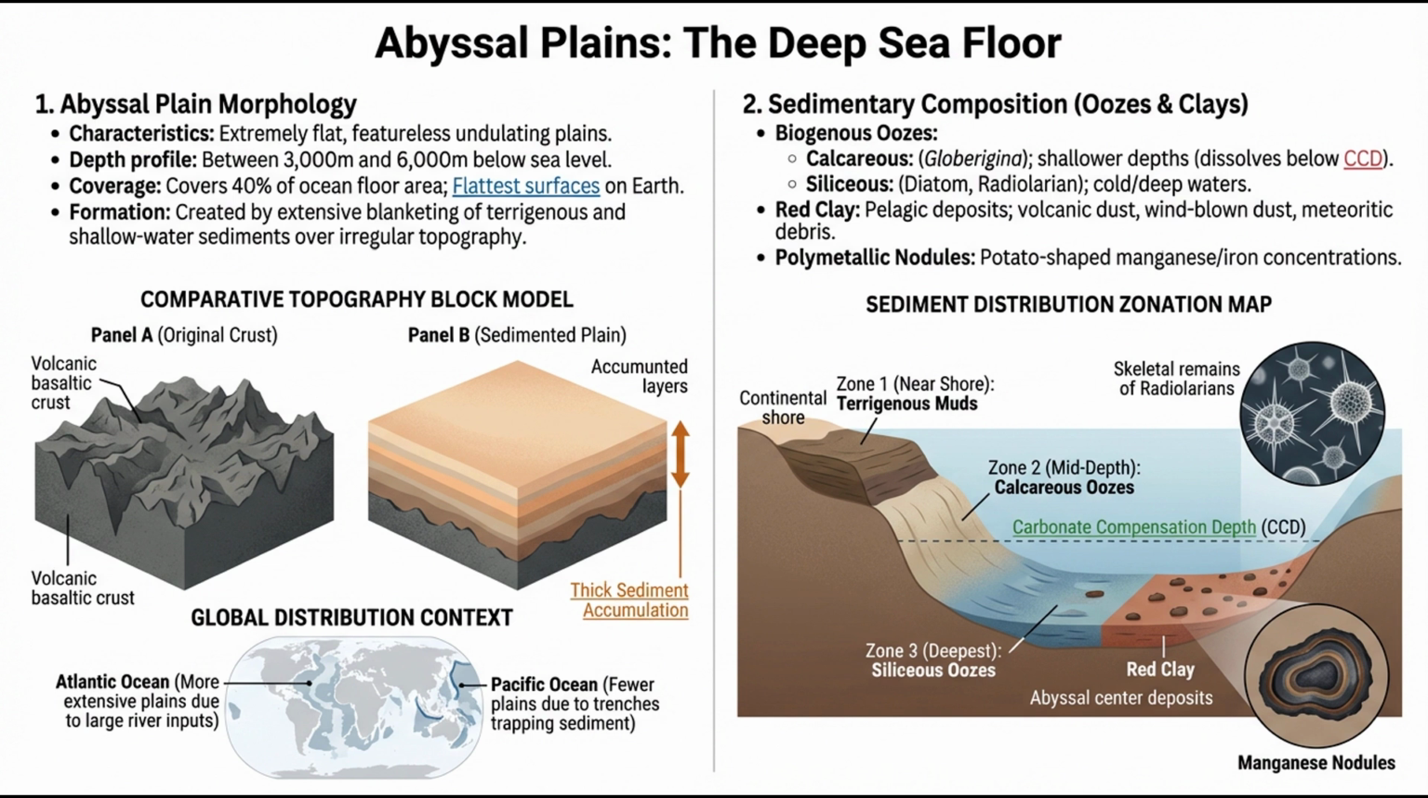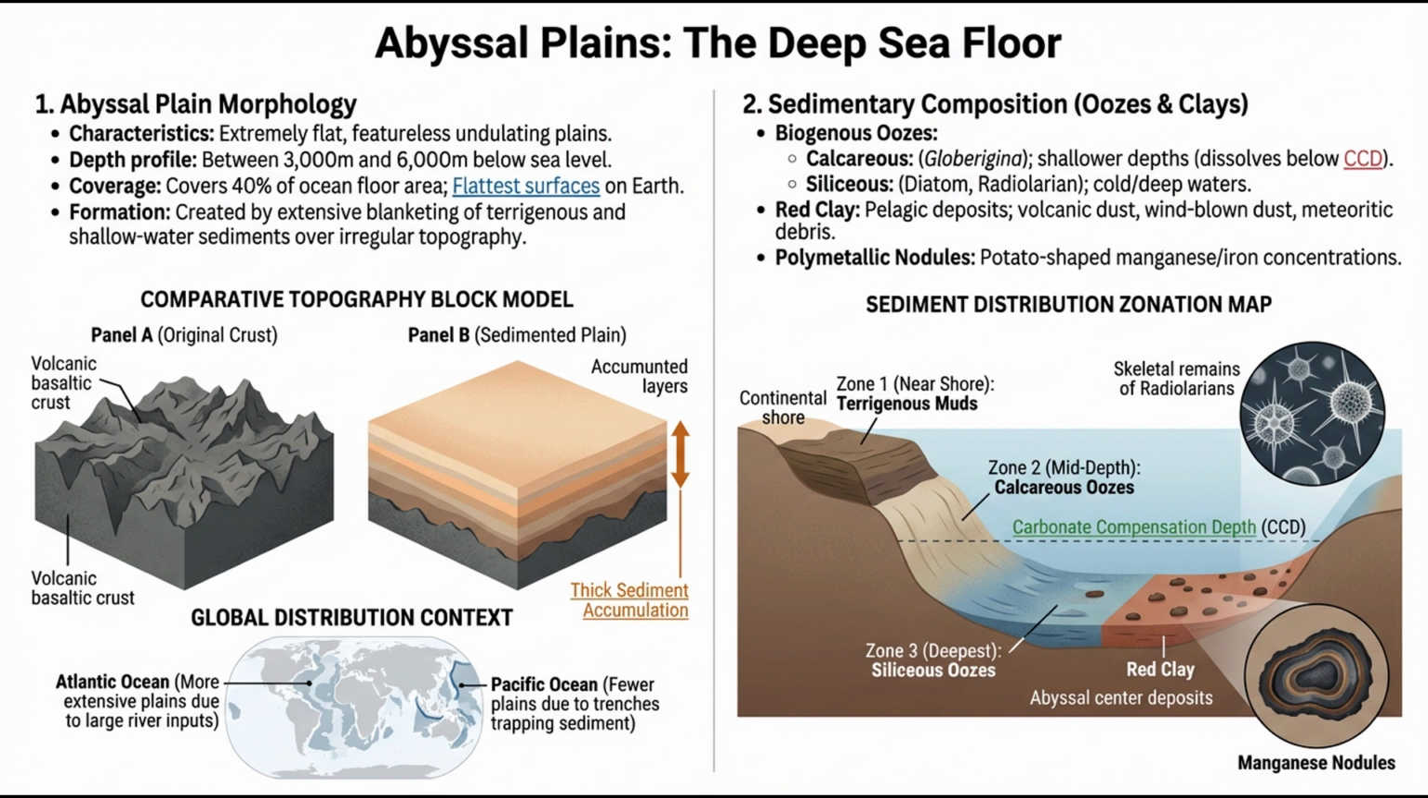But over millions of years, sediments falling from the surface have blanketed this roughness. It's like snowfall covering a rocky field. Eventually, the surface looks perfectly smooth. That is how abyssal plains are formed, by the extensive blanketing of Terrigenous, that is land-derived, and shallow water sediments over irregular topography. Let's decode the composition of this sediment.